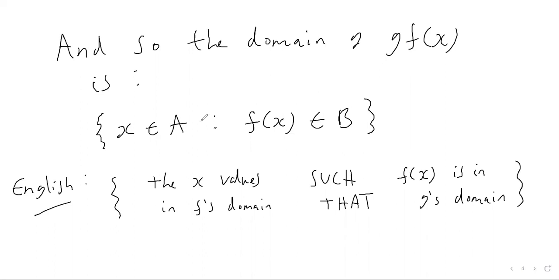So as long as you've got x values which are in f's domain and they give rise to f values that go into g's domain, then you get the domain for the composite g of f of x. So again, in written words, the x values in f's domain such that f of x fits into g's domain will be your domain for this g composite f function.